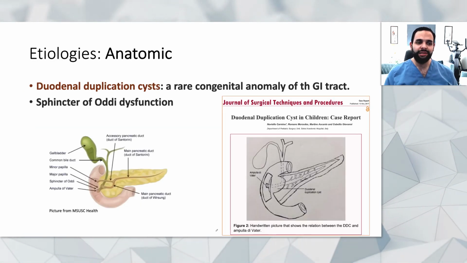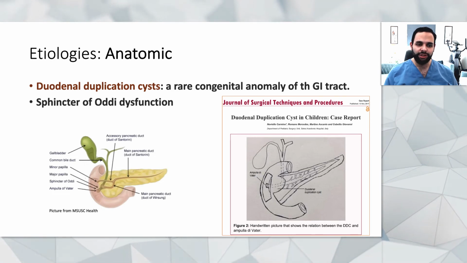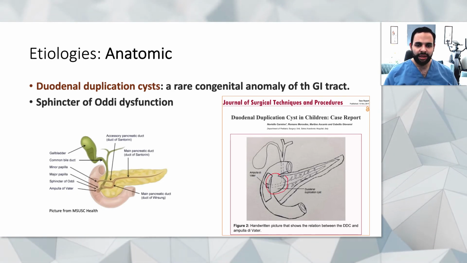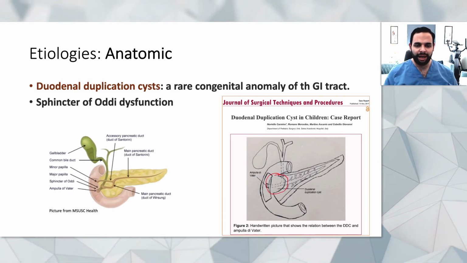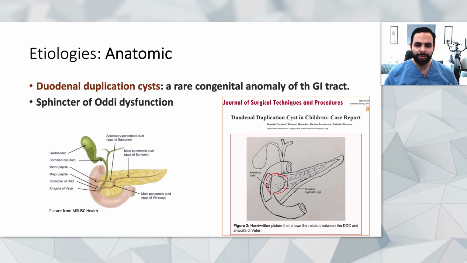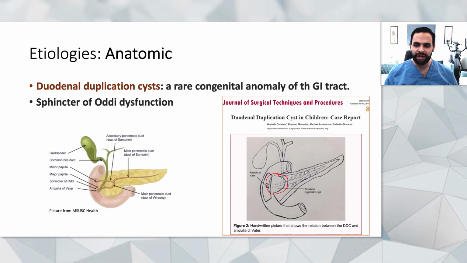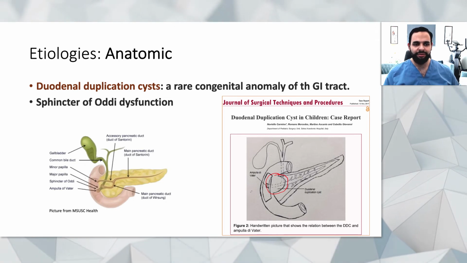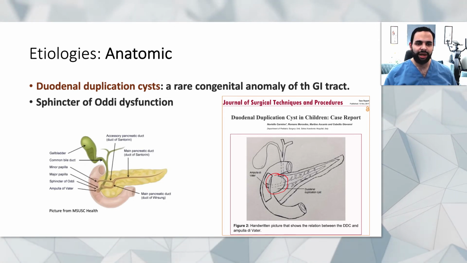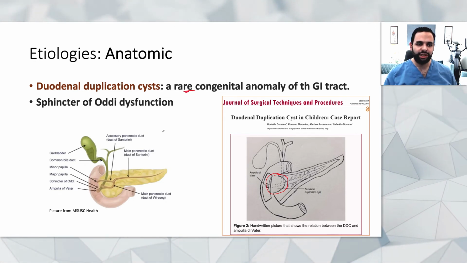Another anatomic etiology is duodenal duplication cysts. So if you look at this diagram, if you have any additional pressure on the pancreatic drainage system, then you can have potential issues. So this is a rare congenital anomaly of the GI tract.